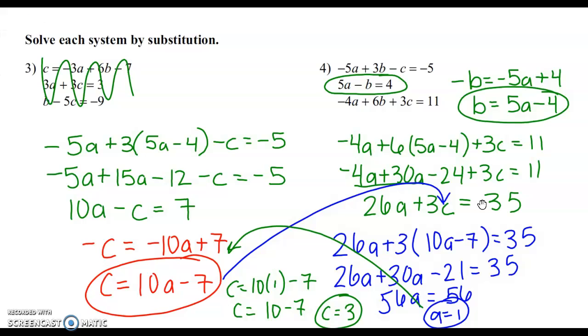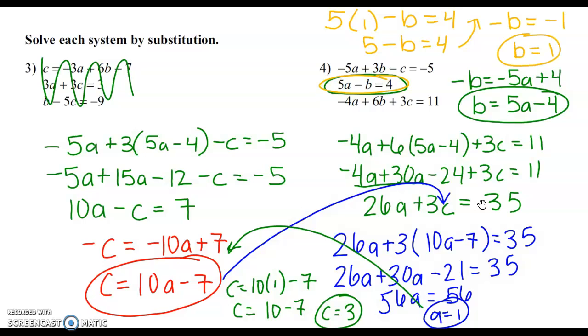Now that I know A and C, back to the beginning to pick one. I'm looking for B, so I'm going to go with that middle one. So I have 5 times A, which is 1, minus B equals 4. So 5 minus B equals 4. So I subtract 5, negative B equals negative 1. So B is 1. Ordered pair answer, A, B, C for number 4: A is 1, B is 1, C is 3.